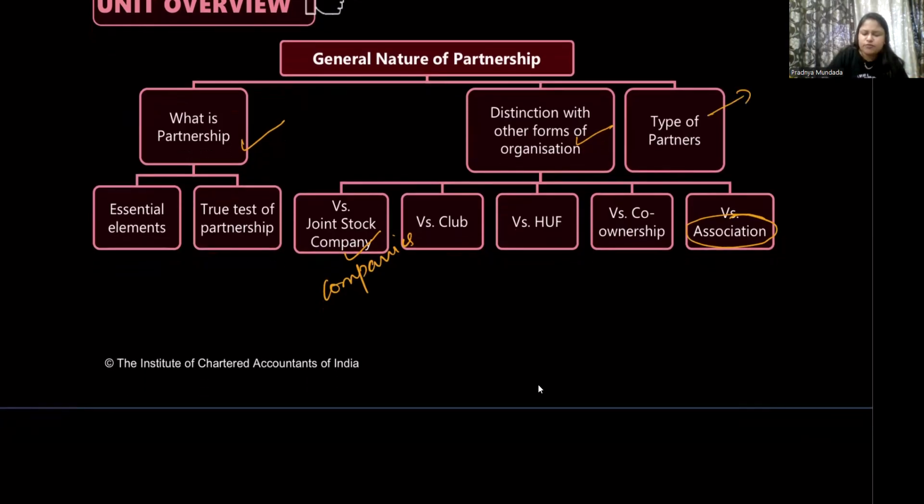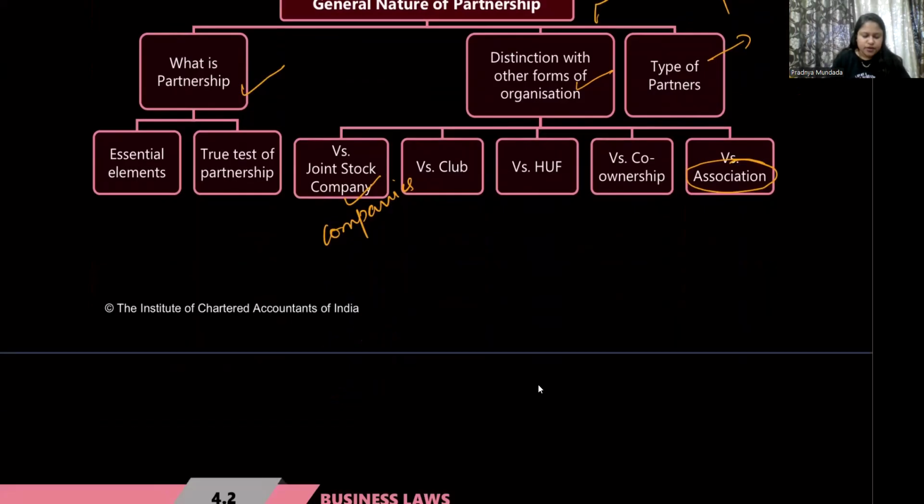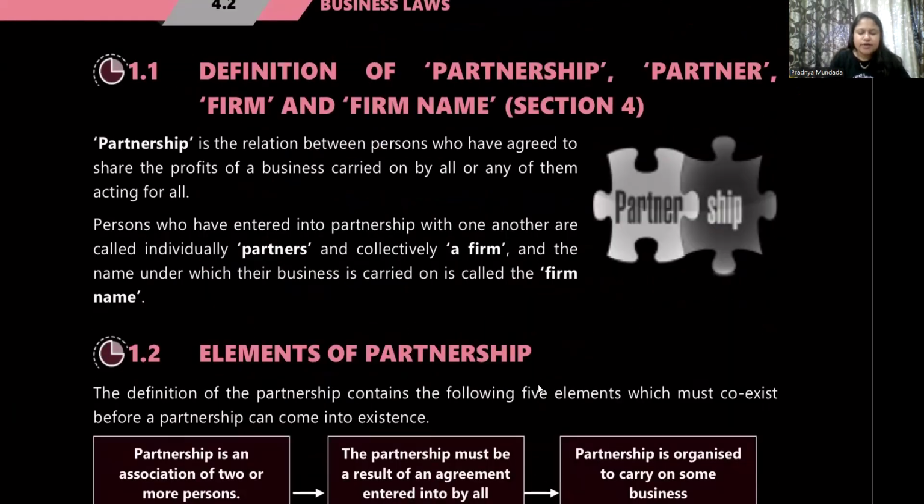Then we discuss types of partners, where we'll have active partner, sleeping partner, nominal partner, partners in profits only, and partner by estoppel, which is your favorite. All of that is covered in types of partners. In fact, I would say one more addition has to be there, which is types of partnerships. That is also covered. Now, moving on further, define the terms partnership, partner, firm, and firm name.